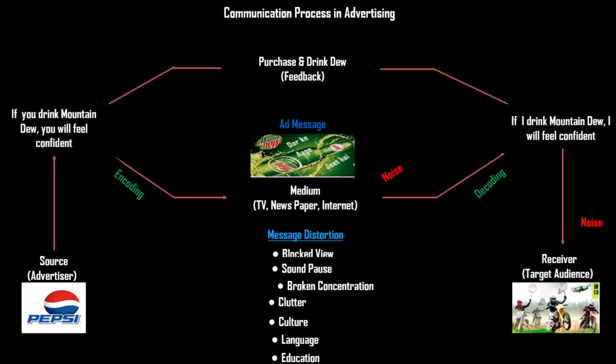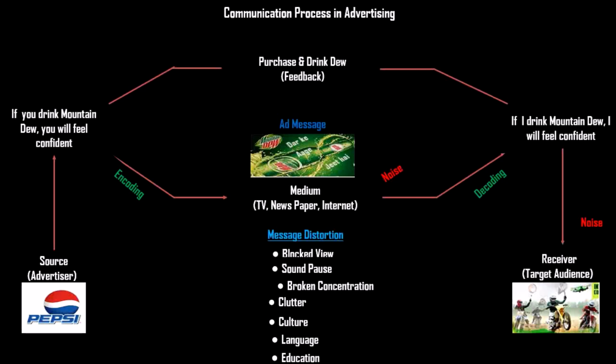Second technical issue which may create message distortion is sound pause. Third issue may be broken concentration, which is prominent in case of television advertising. When advertisers use visuals and sound together, sometimes advertising audience pay more attention to characters such as models used in the commercial than the message communicated through them. That creates ad message distortion.